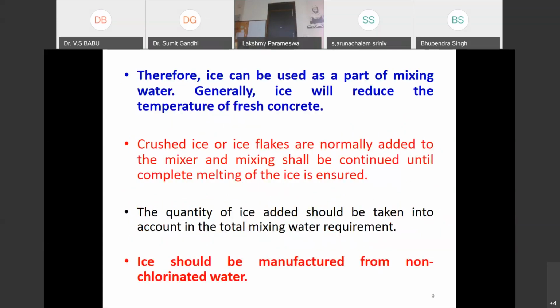Therefore, ice can be one of the best solutions. Ice can be used as a part of the mixing water. Instead of water, you can use the ice. That means generally crushed ice or ice flakes are normally added in the mixer in case of hot weather concrete, and it shall be continued until the complete melting of the ice flakes is ensured.